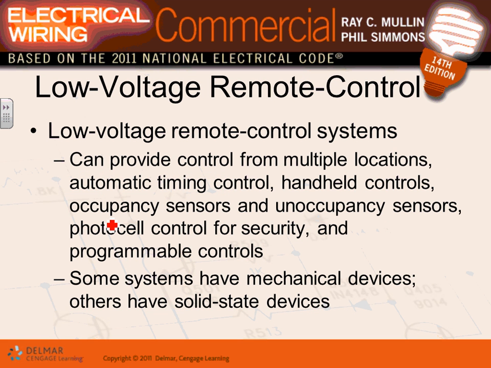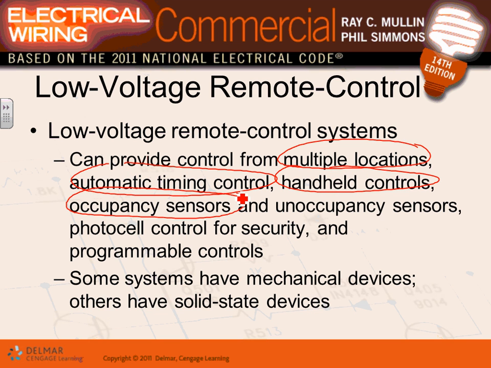Okay, so what does it do for a living? A low voltage control system provides control for multiple locations. You can have automatic timing control. You can turn it on and off from multiple locations. You can have handheld controllers to program them. You can interface them with occupancy sensors or non-occupancy sensors. Occupancy will detect if somebody's there. Non-occupancy will detect the absence of people in that space and will turn the fixture off.